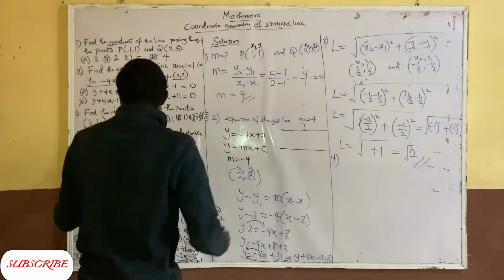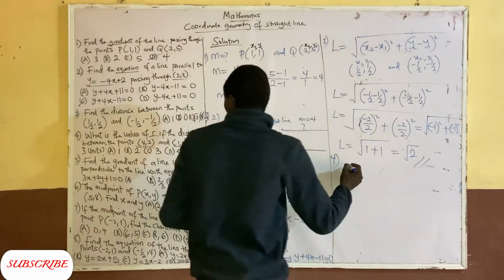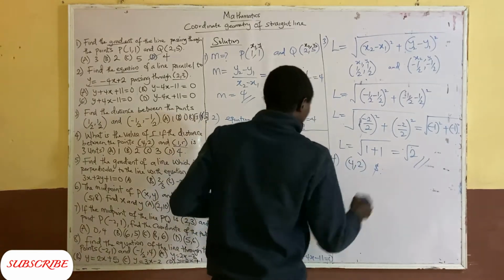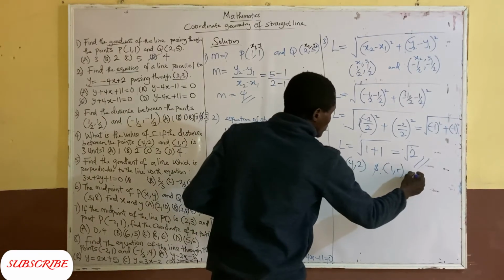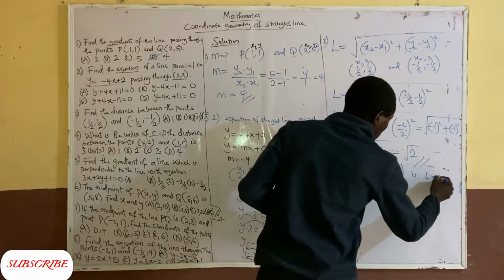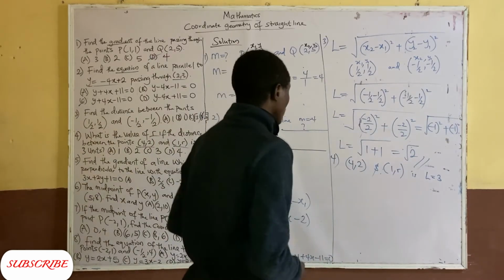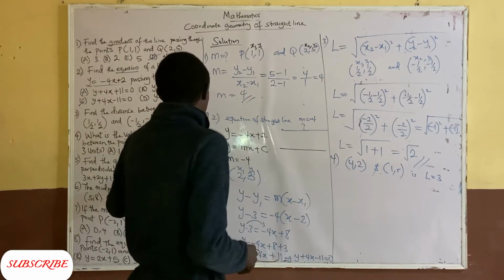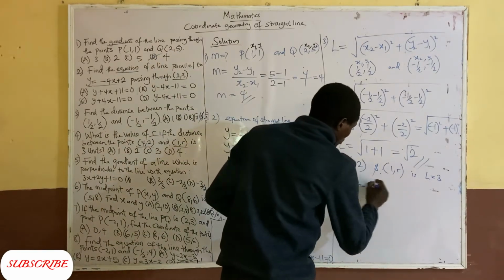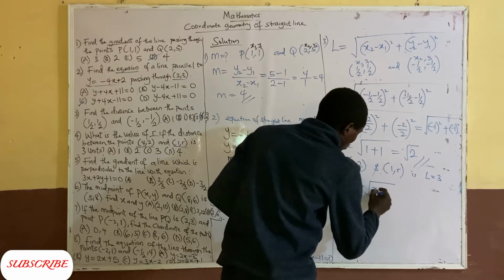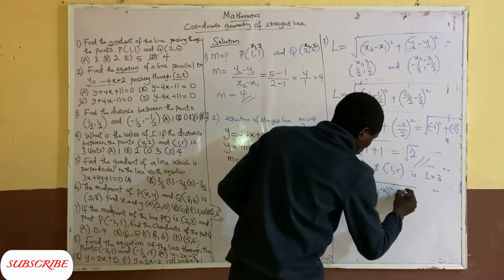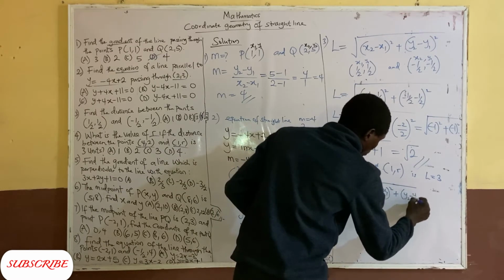Now, the distance between the two points (4, 2) and (1, R) is 3 units. That is, L is equal to 3. We are asked to calculate the value of R. To get this, we know that L is equal to the square root of (X2 minus X1) all squared plus (Y2 minus Y1) all squared.